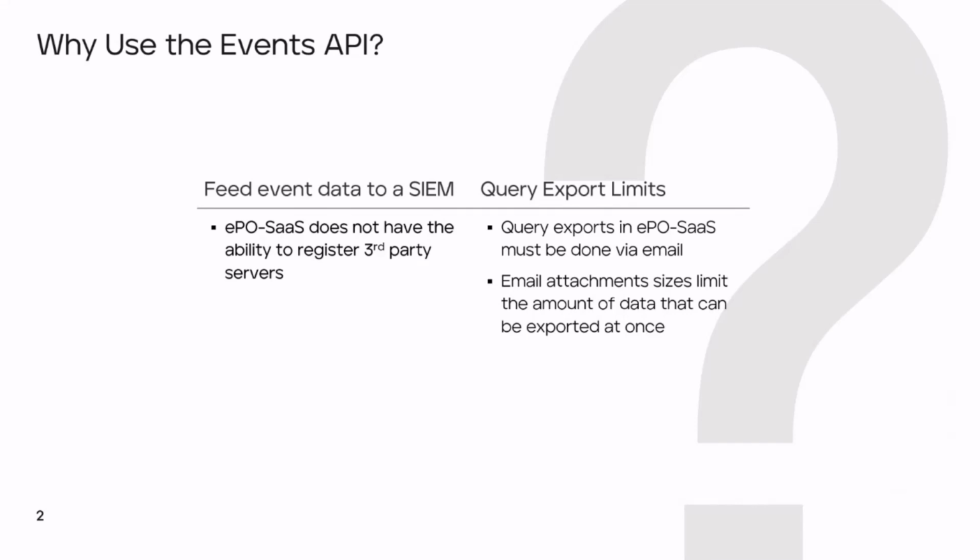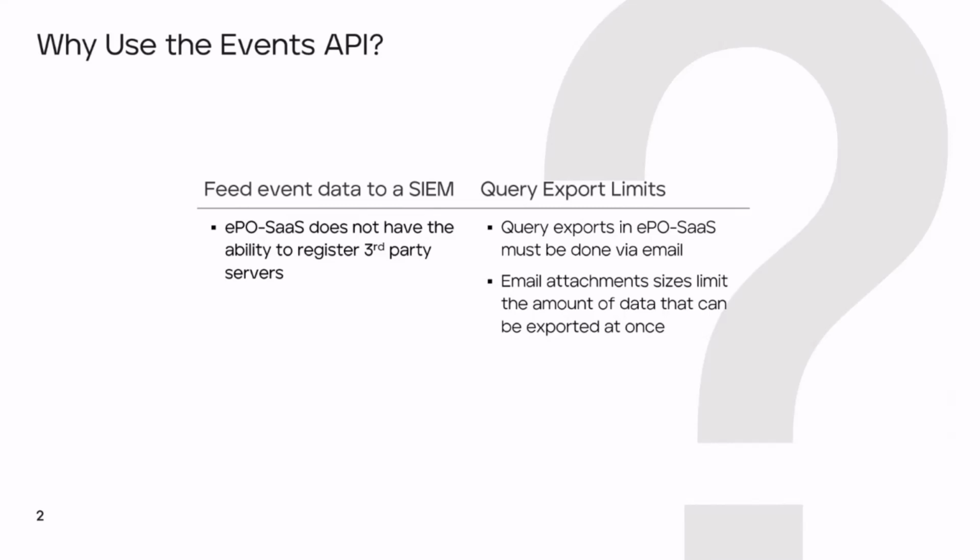ePO-SaaS does allow users to create custom queries to obtain event data and export that data. However, an additional reason we offer the Events API is due to the architecture of the product. The only option to export query and report results containing event data is via an email attachment of a CSV, XML, HTML, or PDF. Event data exported from the ePO-SaaS UI cannot be saved directly to a file or file share. It must go through email.